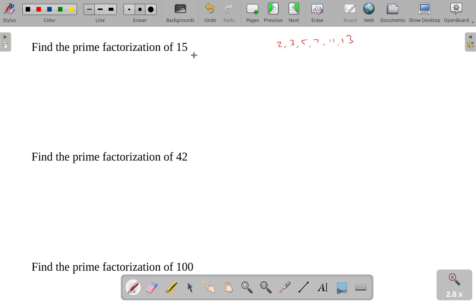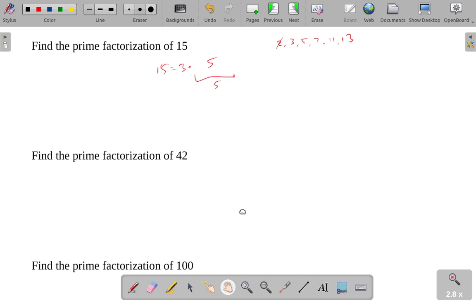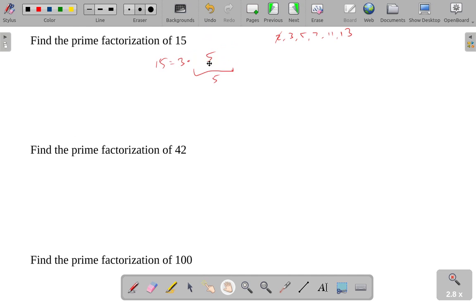I'm going to look through and say, okay, is 15 divisible by 2? Nope, it's not even. Is 15 divisible by 3? Yeah, it is. Specifically, this is 3 times 5. So 15 is equal to 3 times, well, whatever's left here needs to be 5. 5 is actually on my list of prime numbers, so that's a pretty easy example. It's just 3 times 5, and that is the prime factorization.